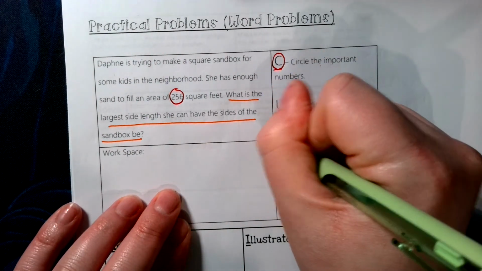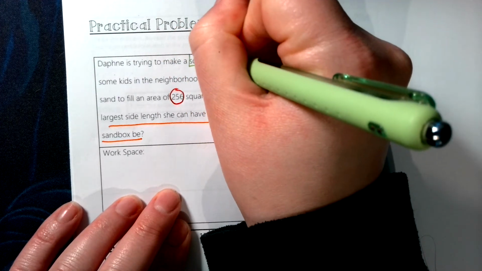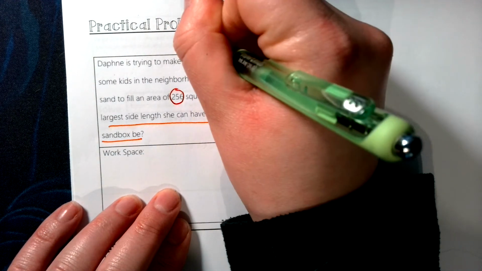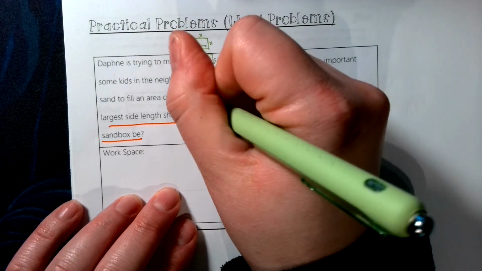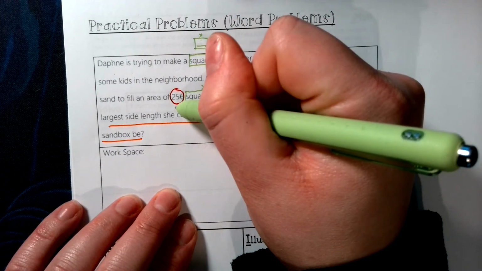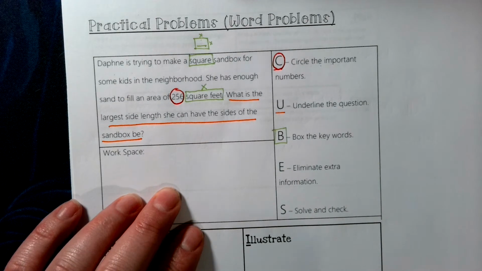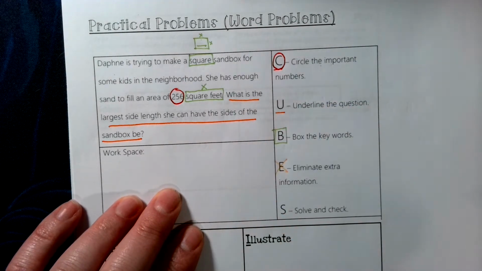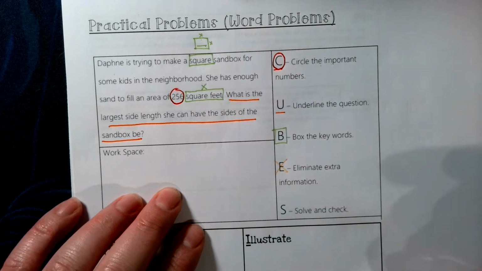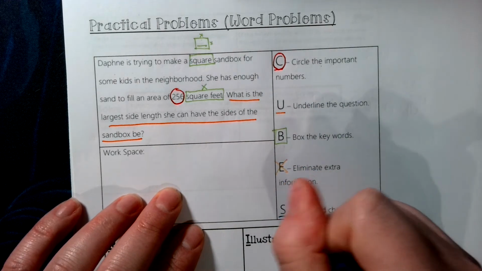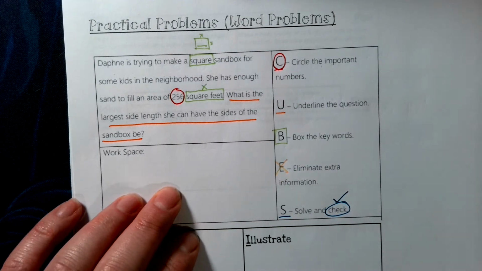B, box the keywords. Keyword, square, because remember, if we're trying to solve the area of a square, the side length times the side length is going to give us that area. Again, square feet. That tells us that we need to be multiplying those 2 side lengths together to get that total number for the area. Eliminate extra information. There's really nothing in here that they're trying to use to confuse us. Sometimes they'll throw in extra numbers that you don't need, but right now we don't need to do anything for E. And then S, you'd solve and make sure you check your work. Make sure your answer makes sense.